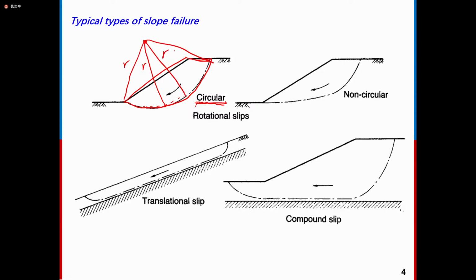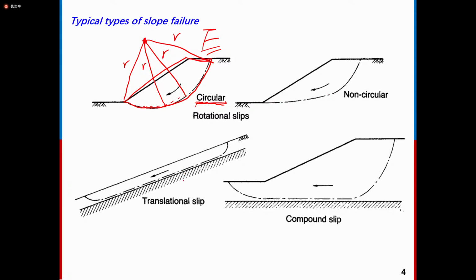This is a very important simplification, so we can do a very simplified calculation to determine the factor of safety. So this is the condition for circular slip. And the second one is non-circular. This shape is not circular anymore, but it is curved. It has some kind of curve here.